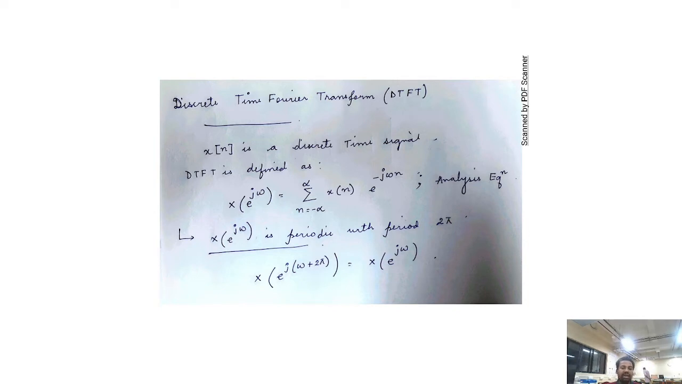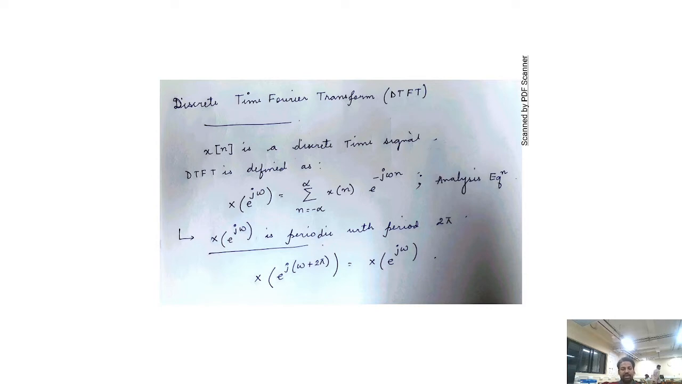Now the discrete time Fourier transform of the signal can be given as X of e to the power of j omega equals summation. Remember, for the continuous time Fourier transform we had integration because it's continuous time, but here it's summation. That differentiation you should keep in your head. So X of e to the power of j omega equals the summation from n equals minus infinity to infinity of x of n e to the power of minus j omega n.